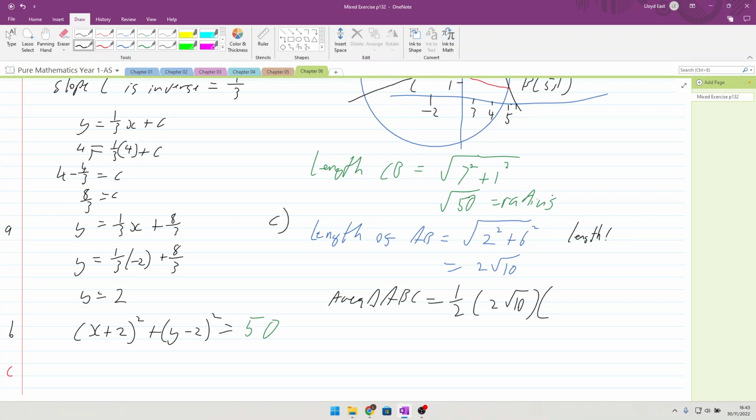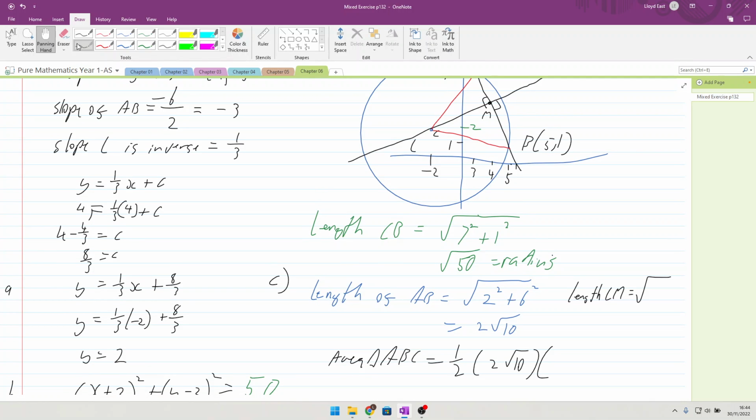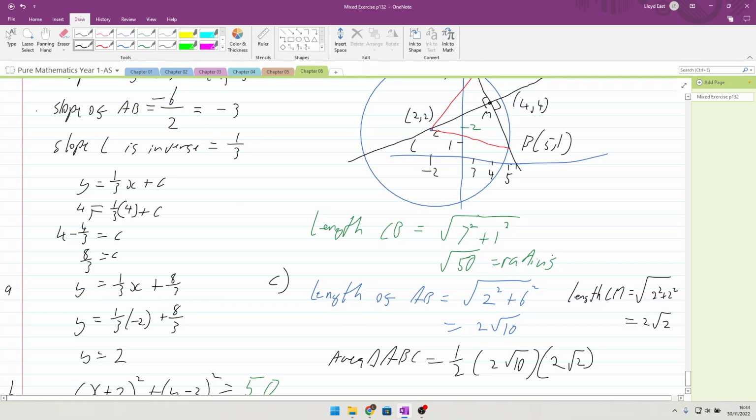Length of CM is equal to the square root of, what was it, 4. Quickly write that in so we can get it correct, and this was 2. So that's the difference, 2 squared. So 2 squared plus 2 squared, which is 2 root 2. Okay. 2 root 2, there we go.